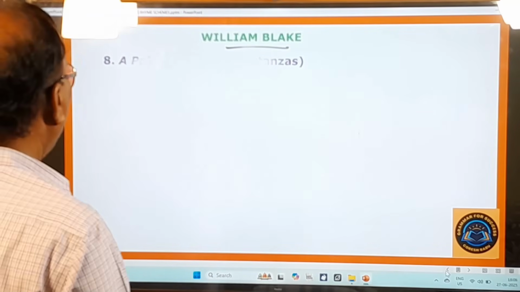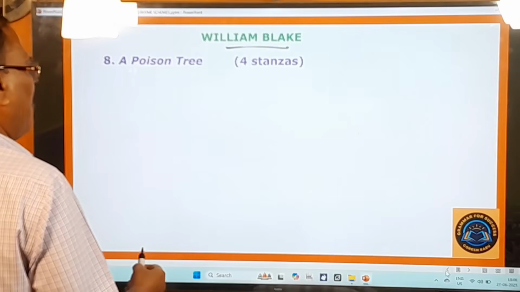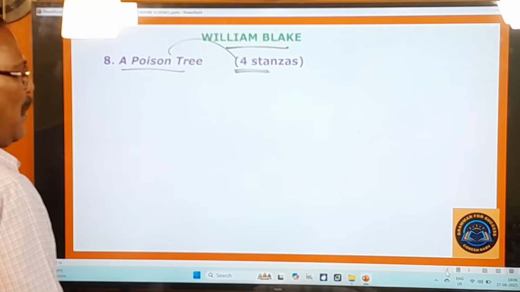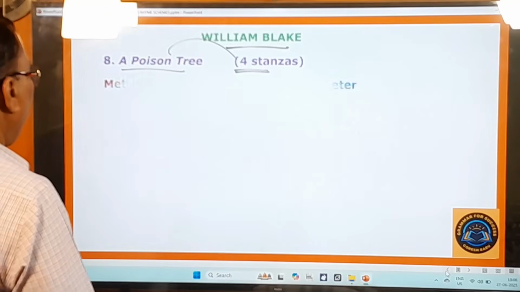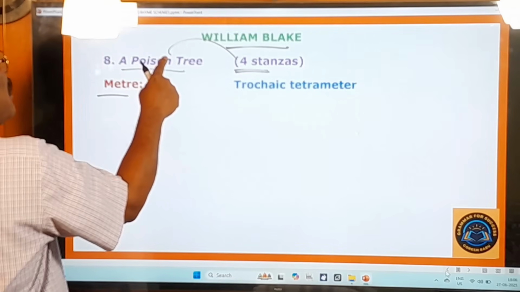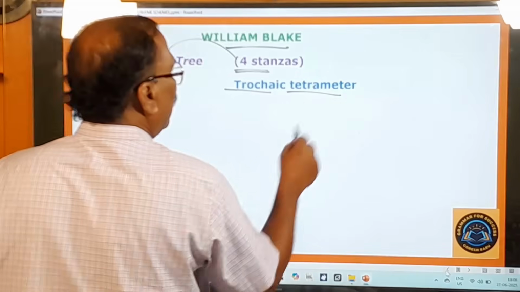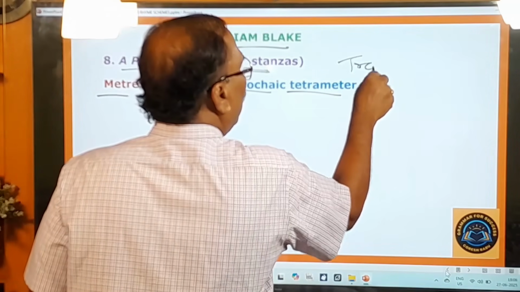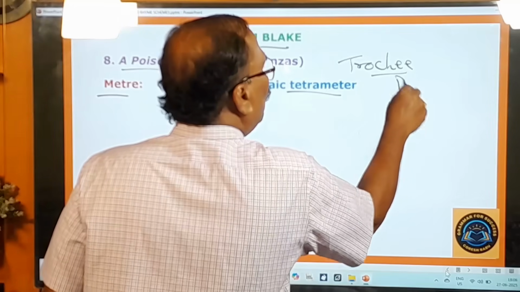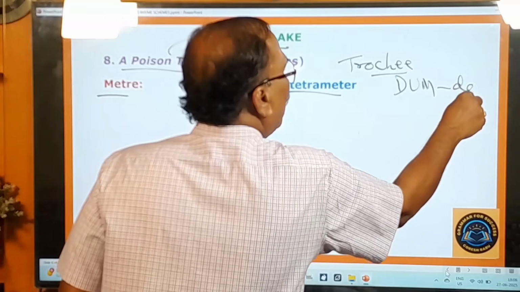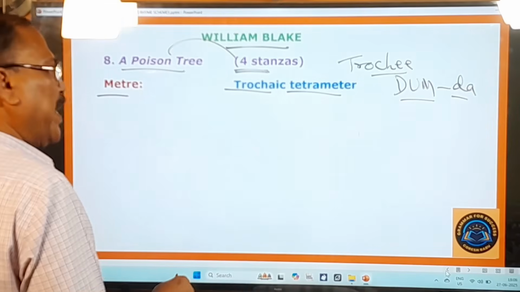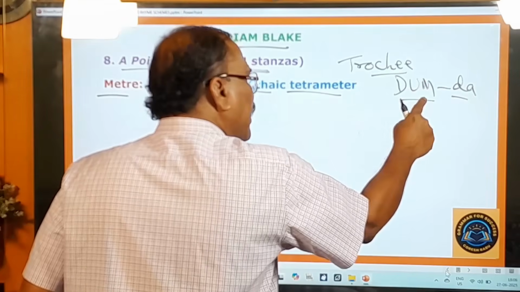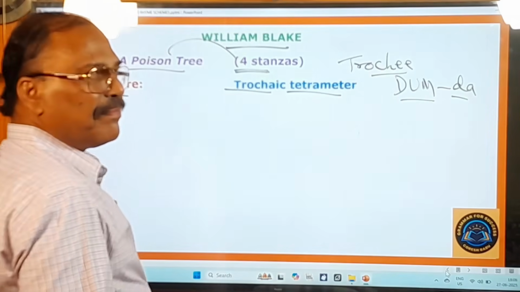Okay, and let us have a glance at the poems of William Blake. First one is A Poison Tree, and in this poem there are as many as four stanzas. Here you pay attention to the meter. What meter is followed in A Poison Tree? Trochaic tetrameter. Trochee means one stressed and one unstressed syllable, dum da. This is called a trochee. Since it is a trochee, this meter is called trochaic meter.